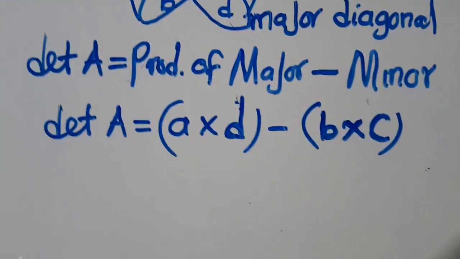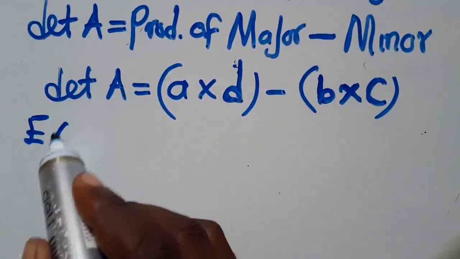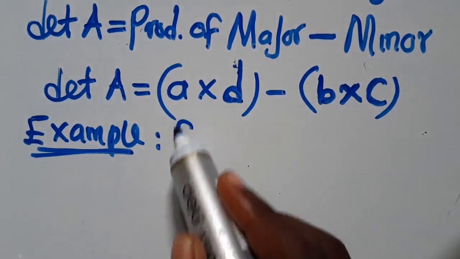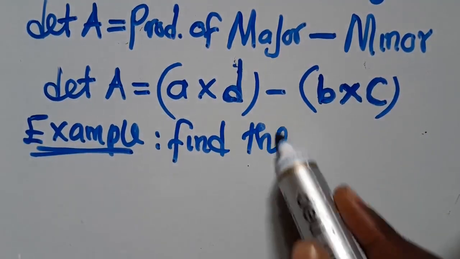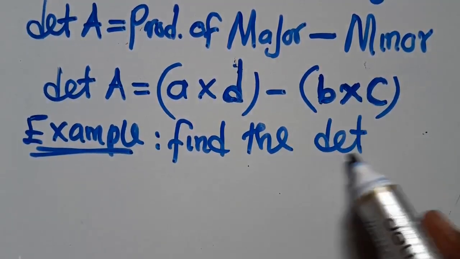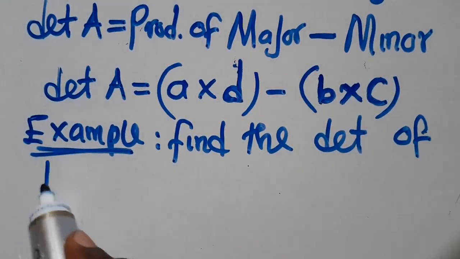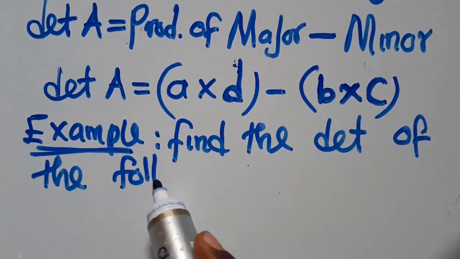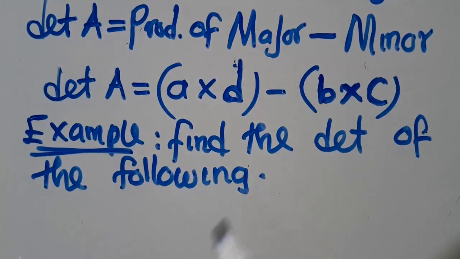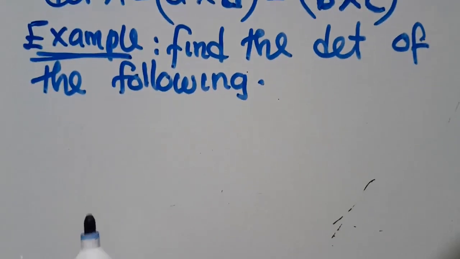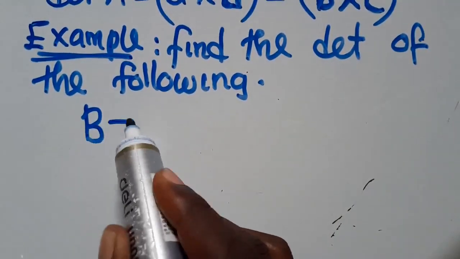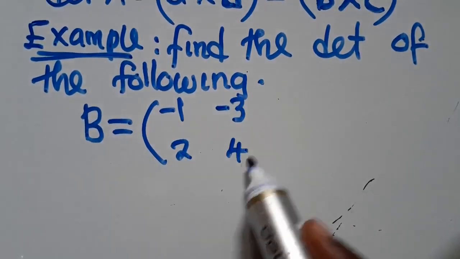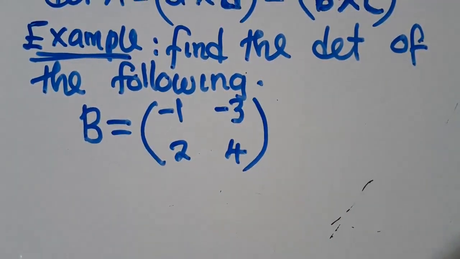For example, let's take an example. Find the determinant of the following. The first one that I want us to start with is this one, where we are given B is equal to -1, 2, -3, 4. This is the matrix you are given.